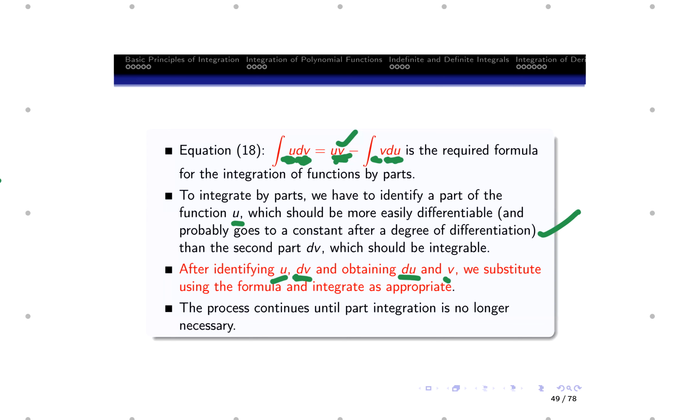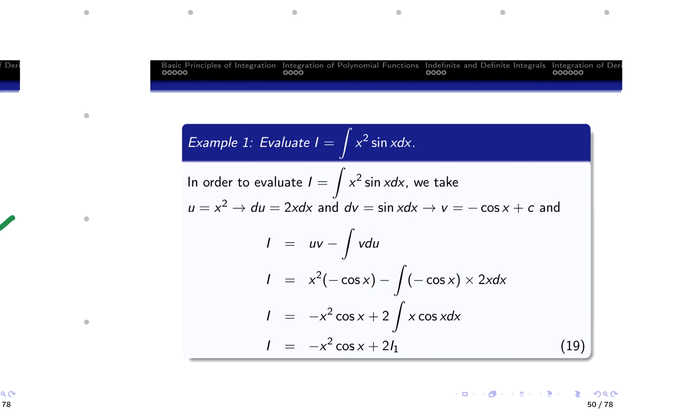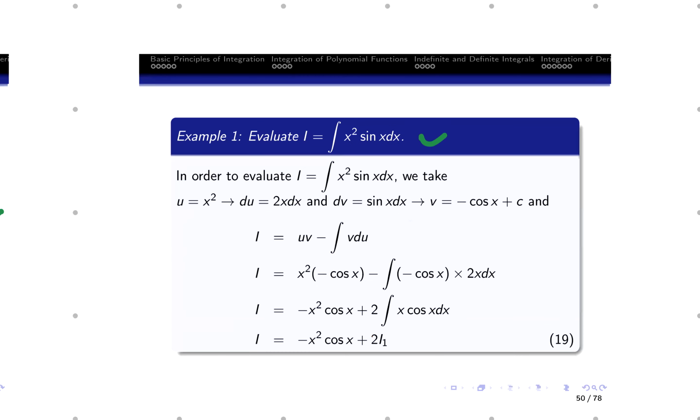So let's see examples. If you have this expression to evaluate, I equals integral of x squared sine x dx, naturally, anything that will go to a constant one day, you have x squared. If you differentiate x squared, you get 2x. If you differentiate 2x, you get 2. If you differentiate 2, you get 0. So that's a good sign already that x squared should be your u. So you take u to be x squared, and automatically sine x dx will be your dv. All right? So that's how to make the choice.